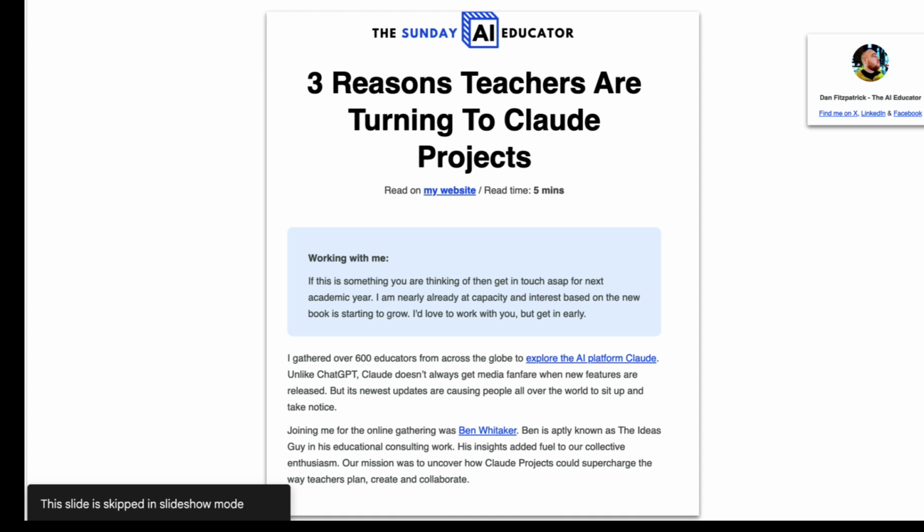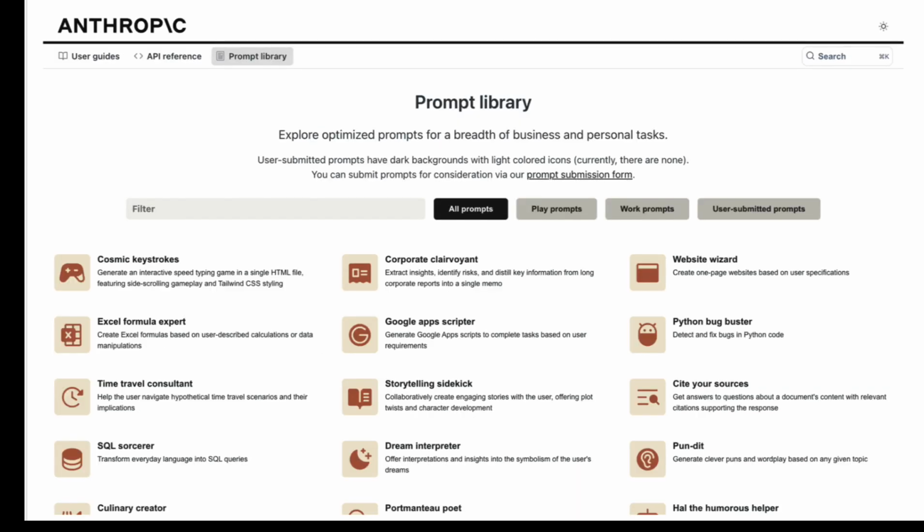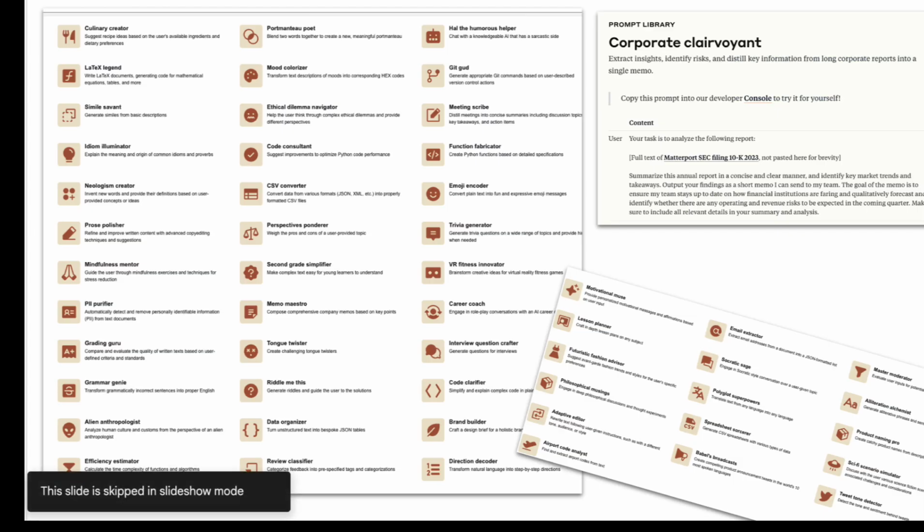A number of people prefer Claude to many of the other large language models. I am a fan of it as well, although it doesn't search the web in the way that some of the others do. I really like the way it remembers what you're doing, groups things together, invites collaboration. And I also like its prompt library. You can see how big this prompt library is.